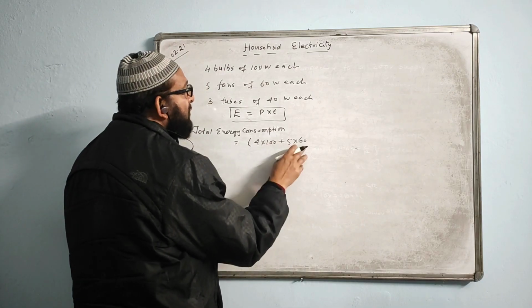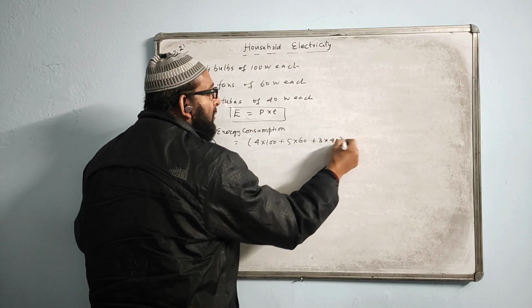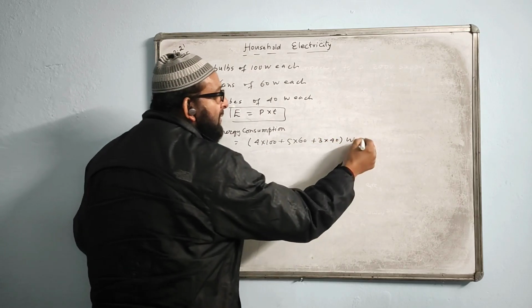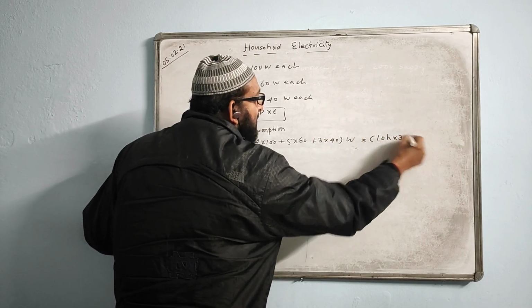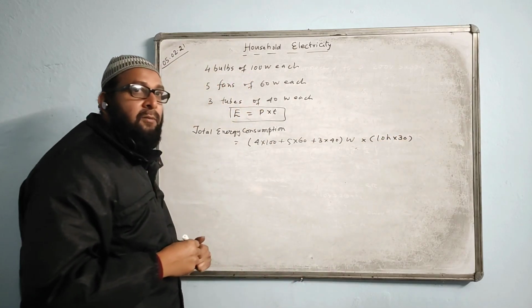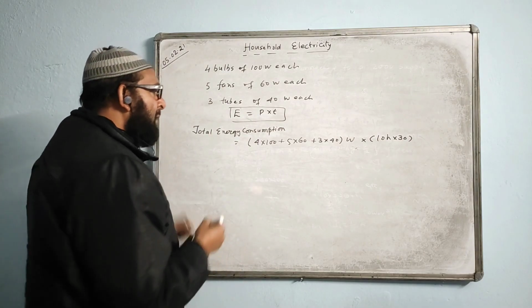4 into 100, 5 into 60. Next one is 3 into 40. Total power value is this much watt. Into the time, which is common: 10 hours in one day for 30 days. You are finding the energy consumption for a period of 30 days. That means for a month of 30 days. Question 6.